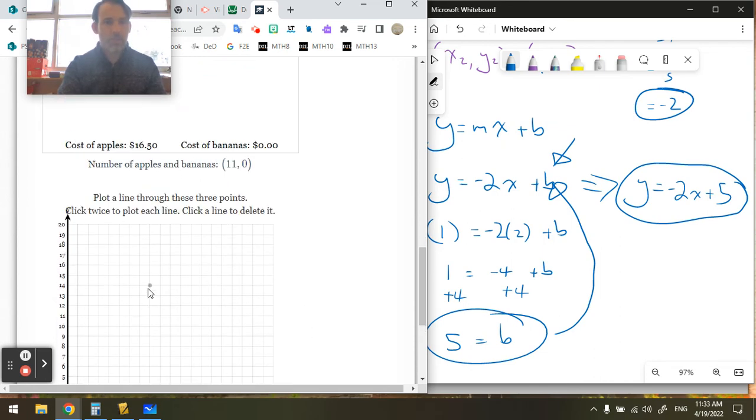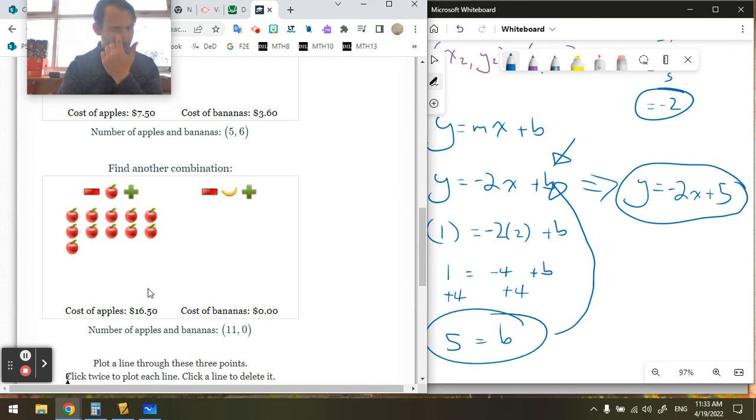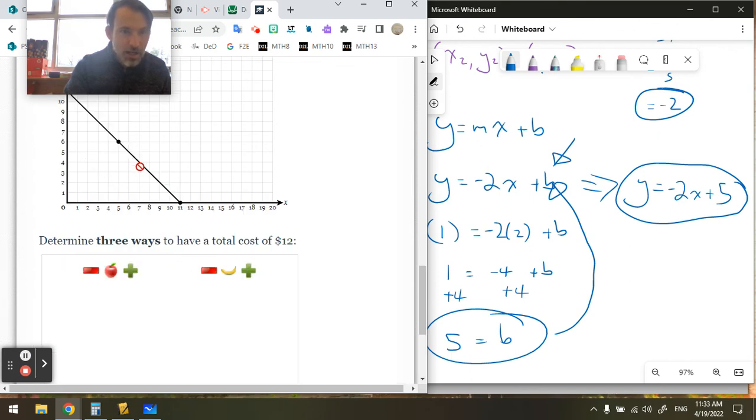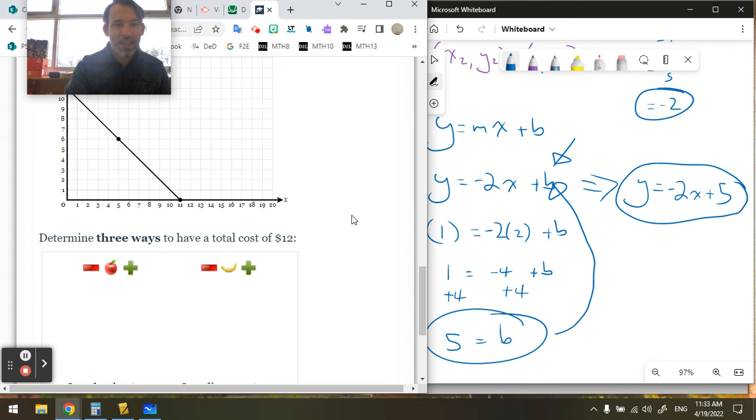Okay, so we need to plot 2 points. So I'm going to do 11, 0 and 5, 6. Here's the point 5, 6. Here's the point 11, 0. Notice that every other solution lies along that line.